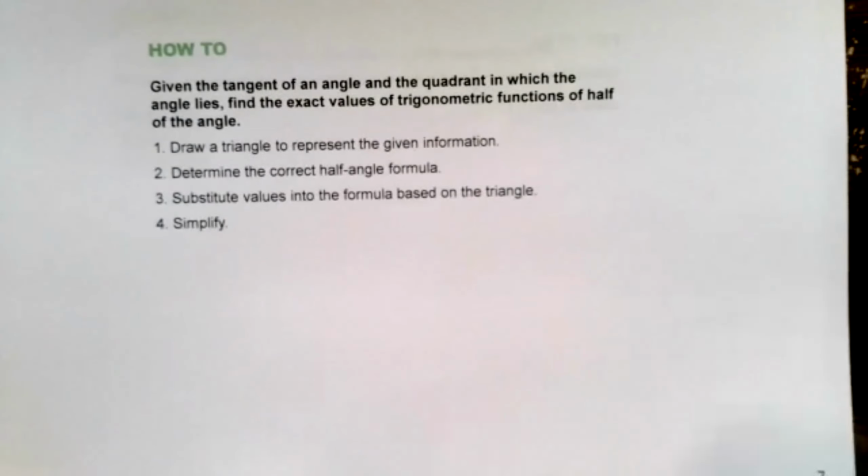In this video, we're going to go over examples 8 and 9. Here's example 8. It says, given that tangent alpha equals 8/15 and alpha lies in quadrant 3, find the exact value of the following: sine of alpha over 2, cosine alpha over 2, and tangent alpha over 2. So here are some steps that explain how to do that.